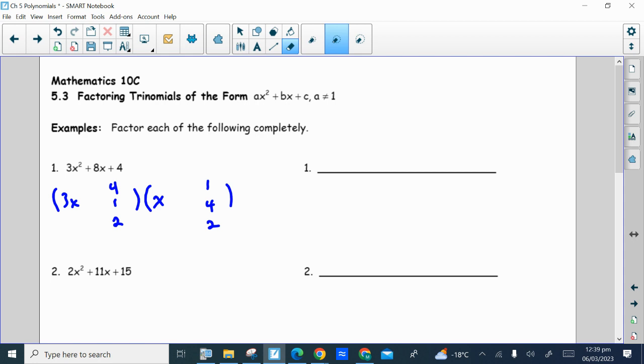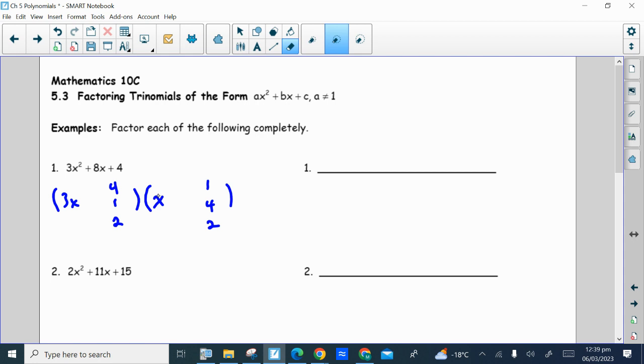So this is a little bit different than we did the last couple of days. It won't work if you find two numbers that just multiply together to get the 4 and add to get the 8. It doesn't work that way because the first term here is a 3x. So again, what you need to do is think of all the different possibilities, which I have written down now, and now we're actually going to multiply to check.